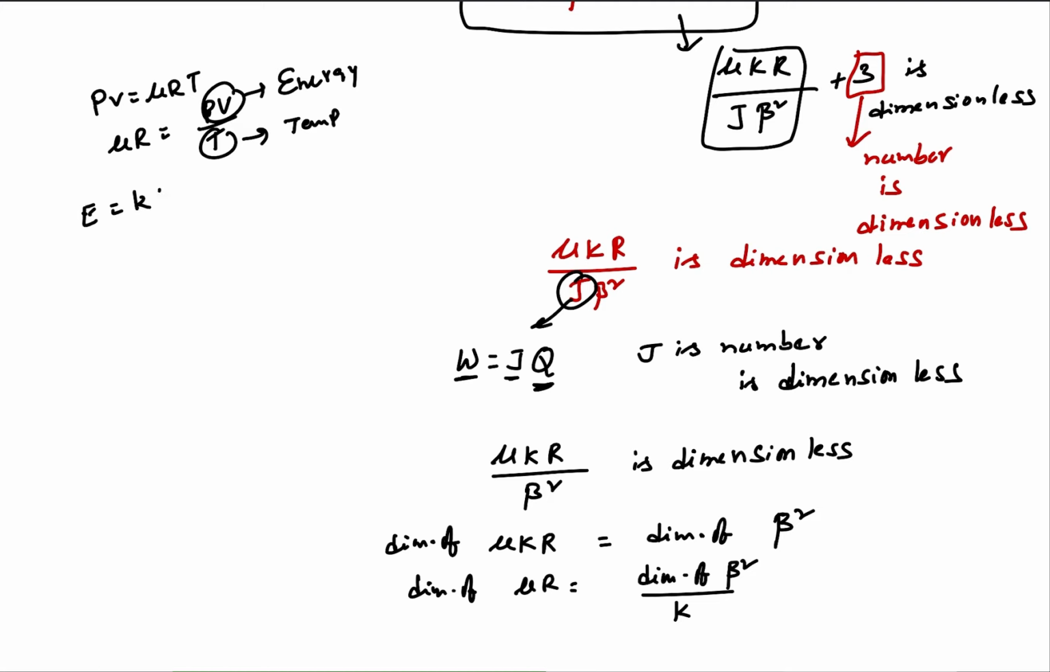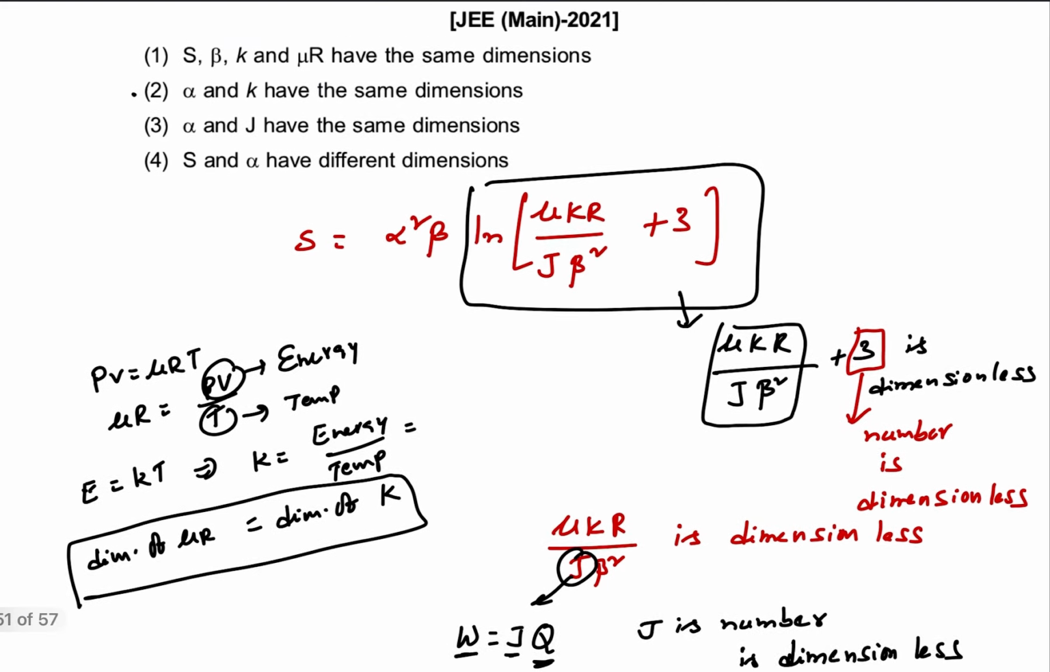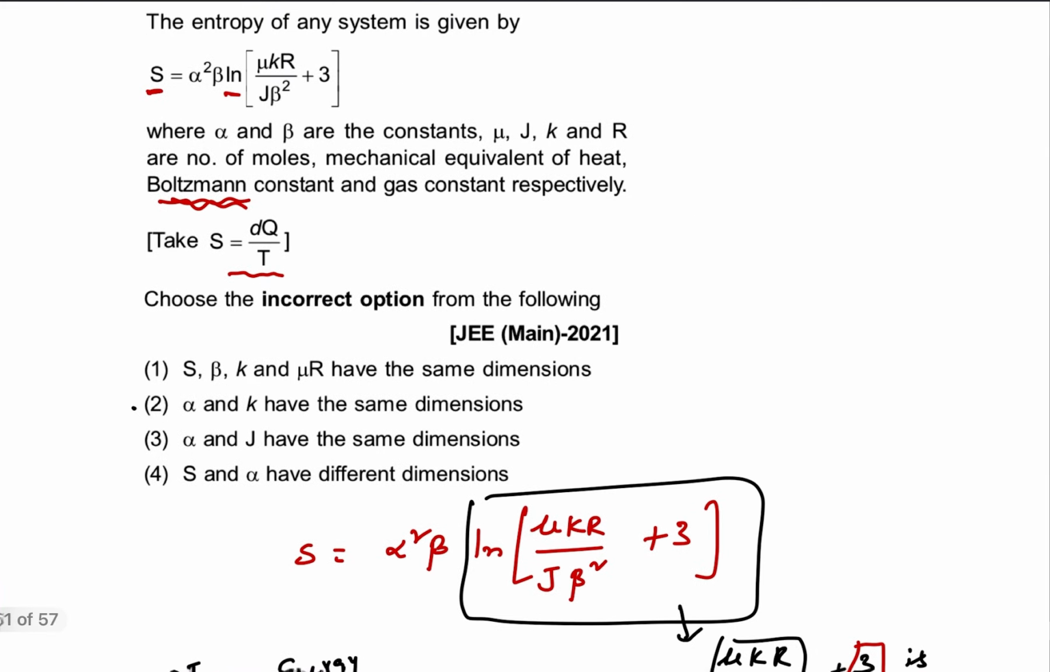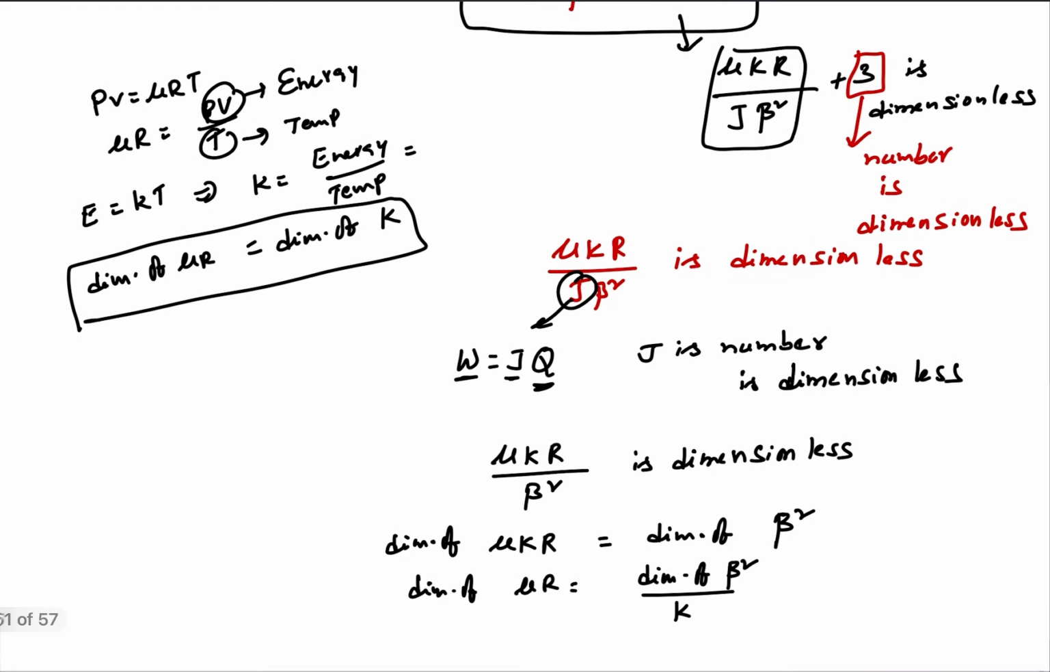Next, you can see what is a Boltzmann constant. Energy E is equal to K into T. From this, we can write it as K is equal to energy by temperature. So we can write it as dimension of mu into R is equal to dimension of K. If dimension of mu R is equal to dimension of K, we can see both the values.